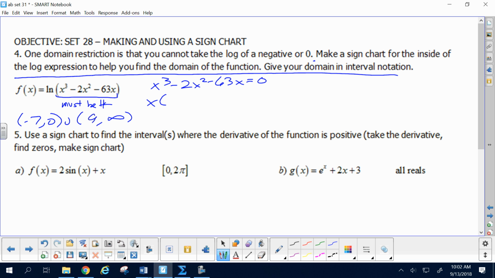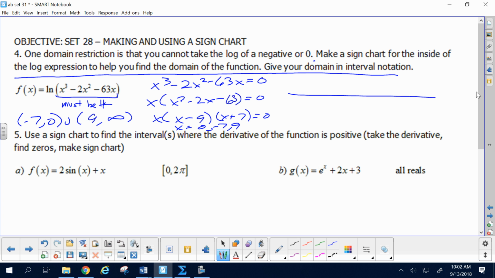So if you take out an x and factor, what are the factors of 63 that combine to -2? X minus 9, x plus 7. So the zeros, or the inside is 0 at 0, -7, and 9. Then the idea is that you place those on a number line in order from least to greatest, -7, 0, and 9.